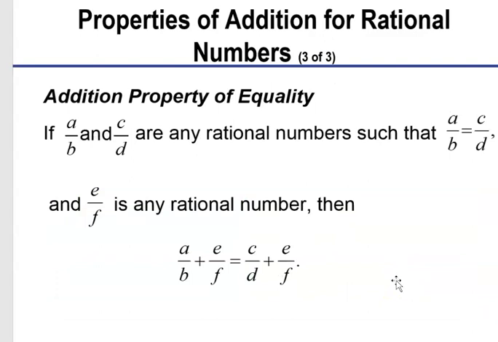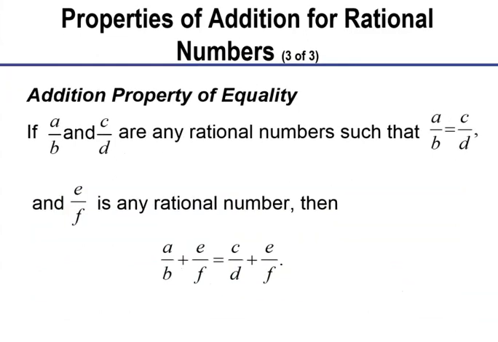We have the addition property of equality. If A over B and C over D are any rational numbers such that A over B equals C over D, so we're saying two fractions are equal, and E over F is any rational number, then you can add that same rational number to both sides of the equation. And you often need to do this when you need to solve a rational equation.